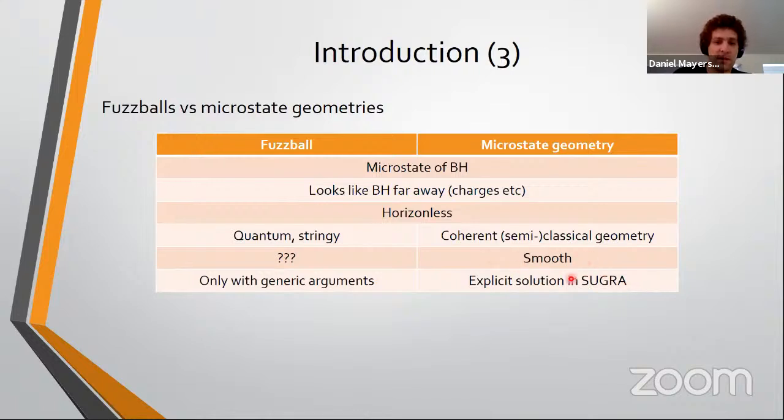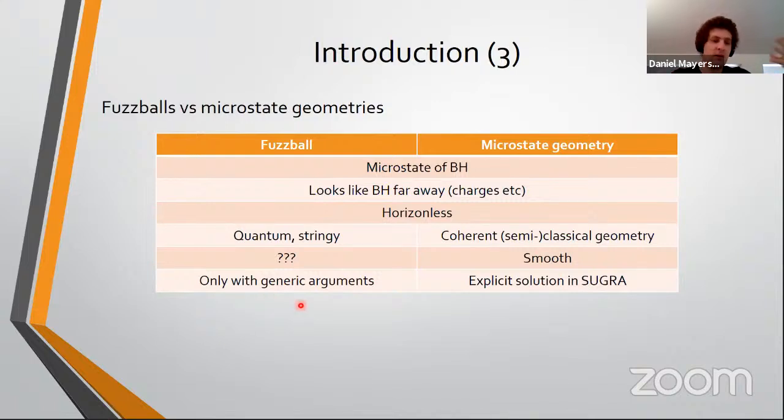Okay, and these should also be smooth solutions within the supergravity theory, because there's no horizon, and there should also not be any singularities in it, because in the full string theory, they should not have any problems, right? They should be well-behaved quantum gravity objects. And this is in contrast with generic fuzzballs, which are quantum stringy objects, which we can't really study directly.